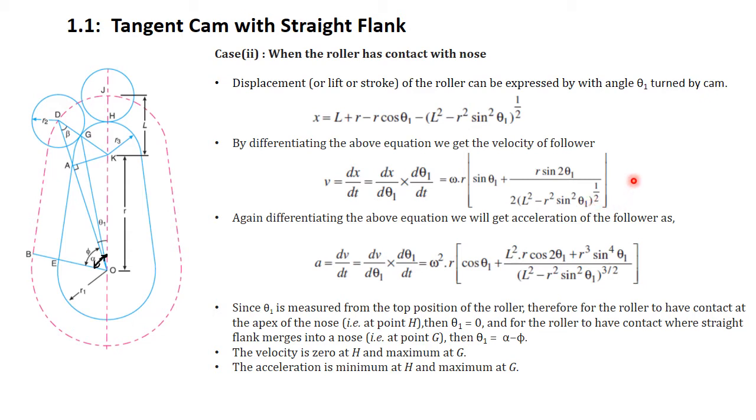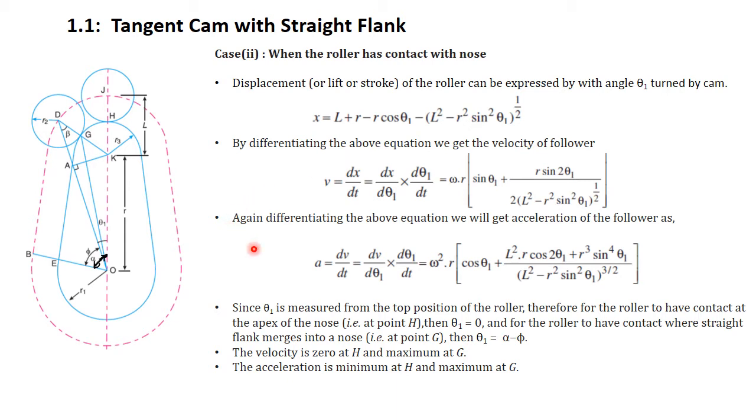So this is the equation which gives us the velocity of the follower when the roller moves on the surface of the nose from J to D. Actually, the roller is moving from D to J, but we are measuring theta 1 from J to D. So I am saying from J to D. So at point J, theta 1 is 0, and at point D, the angle turned is equal to theta 1, that is the maximum theta, right? So here the velocity we can compute by means of this formula.